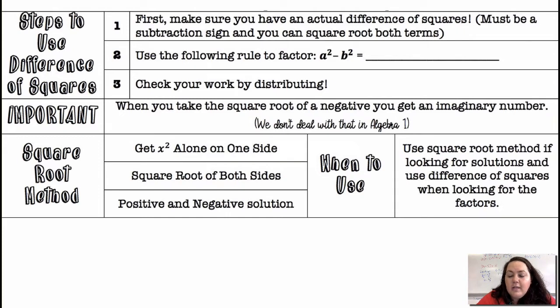Use the following rule to factor. If I have a squared minus b squared, so some term that is a perfect square minus another term that's a perfect square, then I'm going to factor it into a minus b and a plus b. And then you can check your work by distributing.